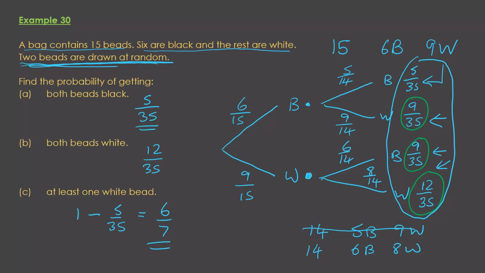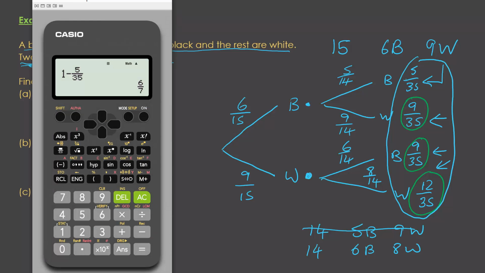Now just to show you, if we add the other things, we do get the same result. So if I add up all the ones where there's 1 white or more than 1 white, then we've got 12 out of 35, add 9 out of 35, add 9 out of 35. And we get 6/7.